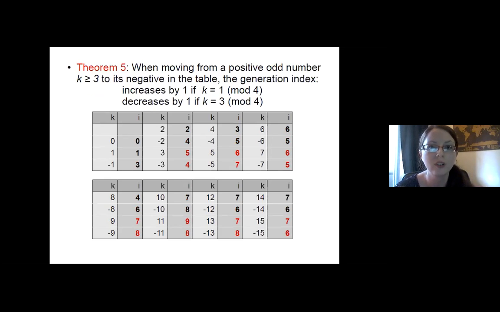So a couple more. If we're now going from a positive odd number, which is greater than or equal to 3, to its negative, we have 2 cases. If k is equal to 1 mod 4, the generation index increases, such as if we go from 5 to -5. If k is 3 mod 4, such as right here, going from 3 to -3, it decreases by 1.